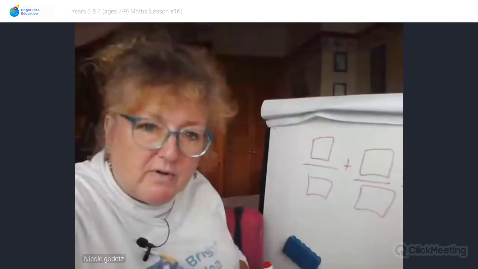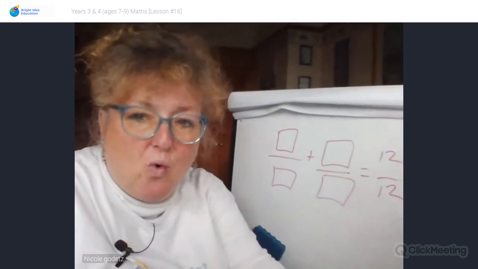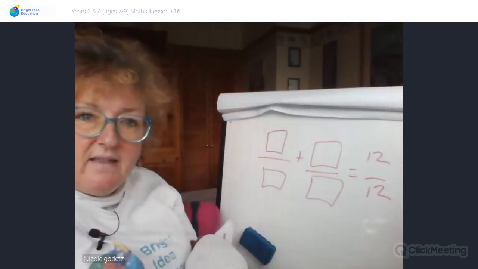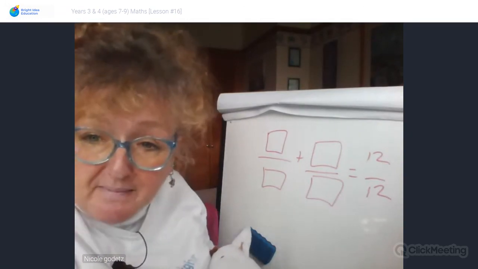Now, there are 12 chocolates in the box, okay? So they both eat an odd number of chocolates. There are 12 chocolates in the box. So what could the equation be? They both eat an odd number. What could it be?